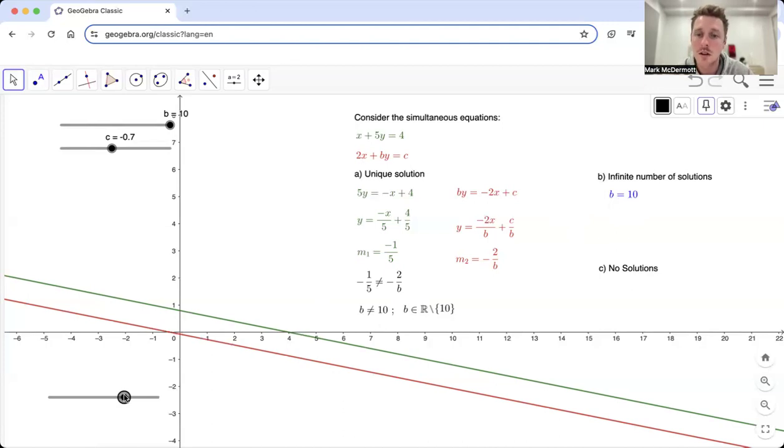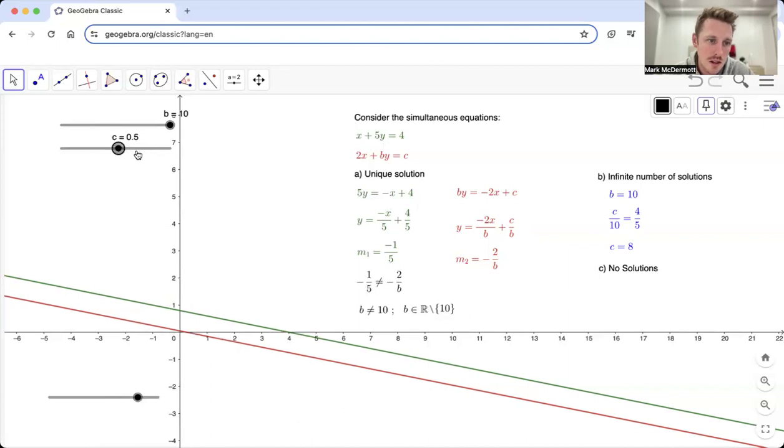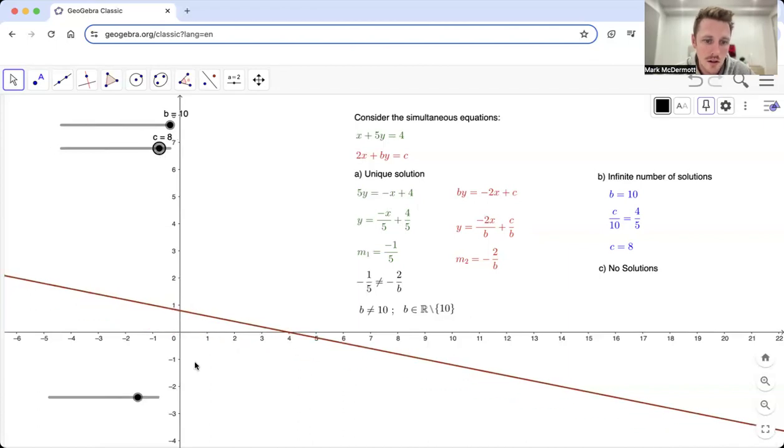Now we just need to work out what the y-intercept is. So we know that 4/5, the green line, has to equal c on b, but b is 10. So we're going to get 4/5 equals c on 10. So c on 10 equals 4/5, multiply 10 to both sides, we get c equals 8, is when we have infinitely many solutions. So b is 10 and c is 8. Let's do that. There you go. And you can see when c is 8, those lines are indistinguishable. They are the same line.